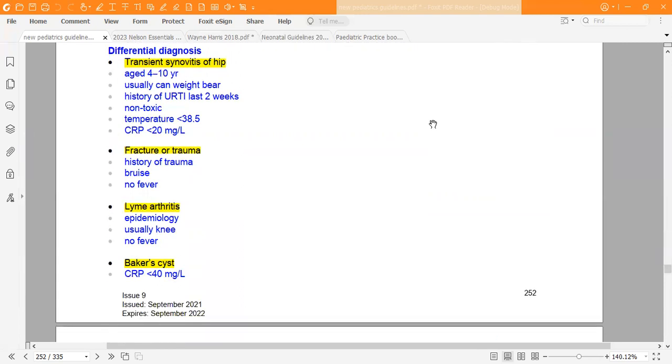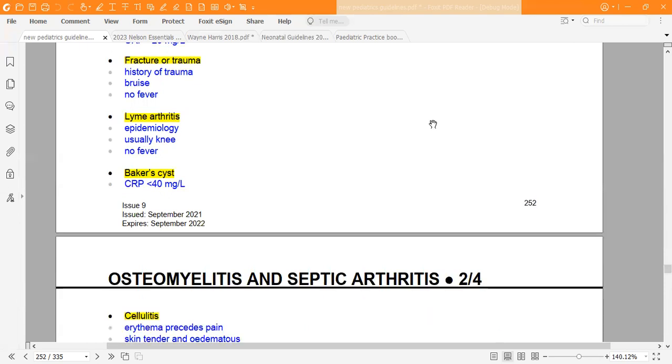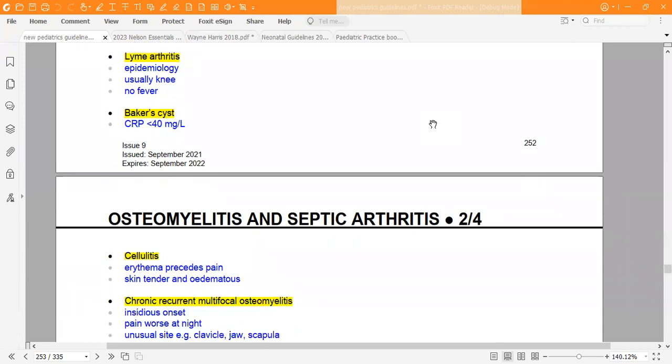Okay, what about fracture or trauma? There would be for sure a history of trauma. There will be bruises, and no fever. Lyme arthritis, epidemiology: of course, you have to ask about travel history, usually affecting the knee, and no fever. Okay, Baker's cyst. CRP will be less than 40 milligram per liter. There will be other differentials.